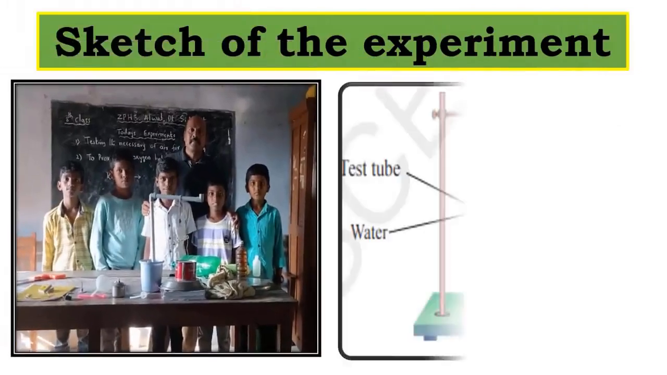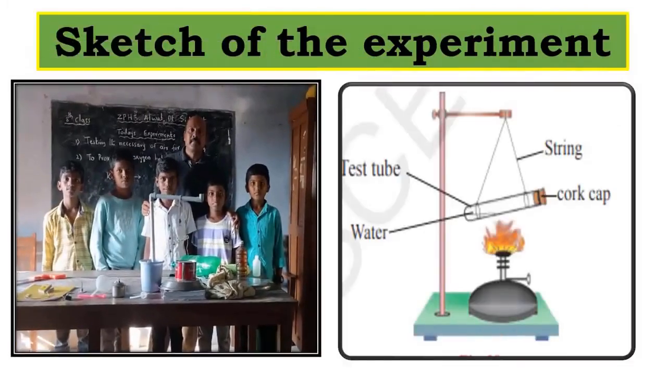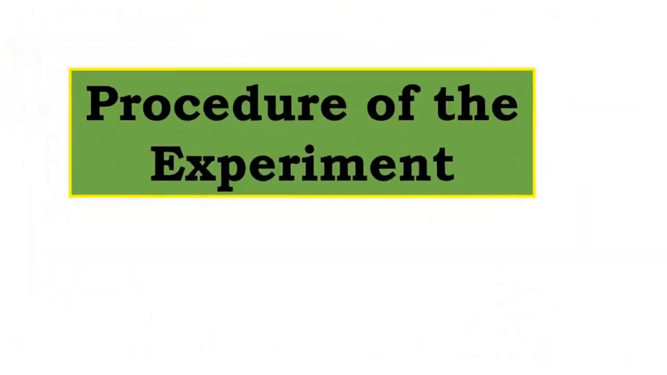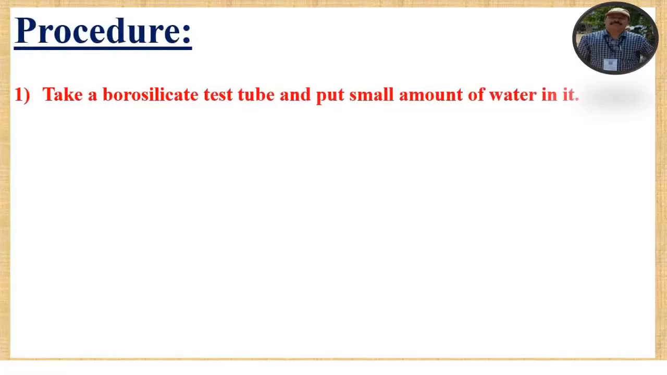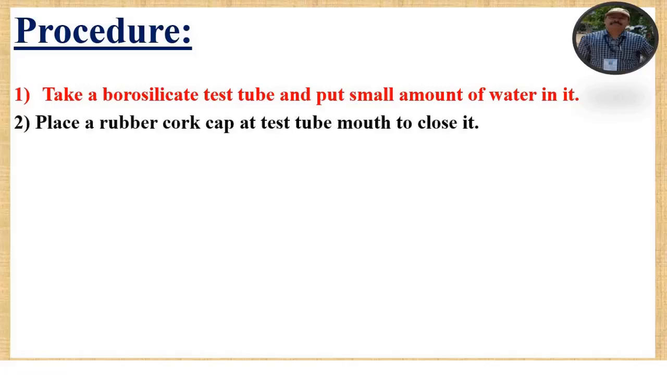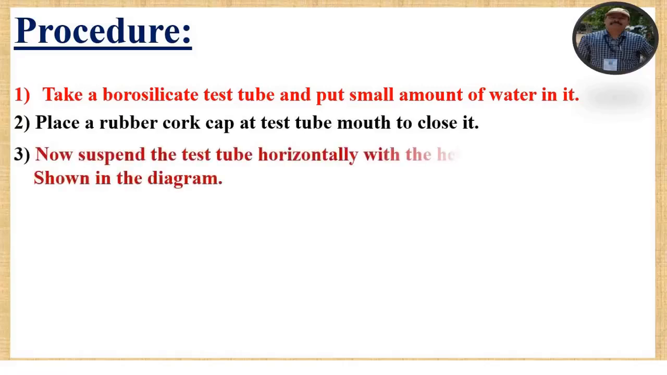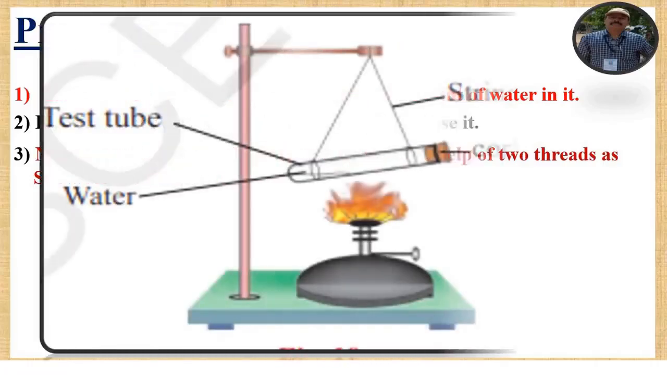Now we have to learn the procedure of the experiment. Take a borosilicate test tube and put a small amount of water in it. Place a rubber cork at the test tube mouth to close it. Now suspend the test tube horizontally with the help of two threads as shown in the diagram.